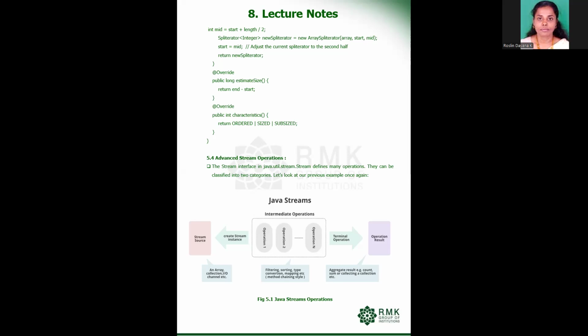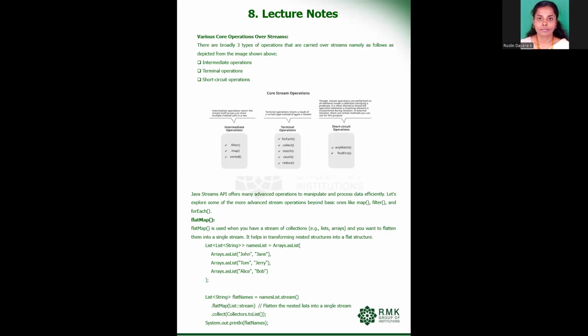Advanced stream operations. The stream interface in java.util.stream.Stream defines many operations. They can be classified into two categories. So we will look at them. There are various core operations over streams. They are classified into three types: intermediate operations, terminal operations, and short circuit operations.